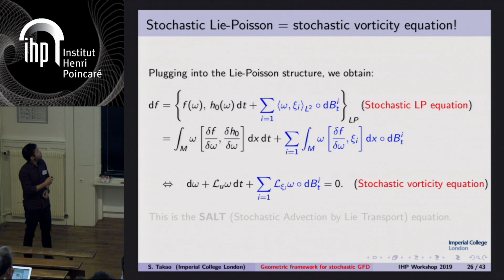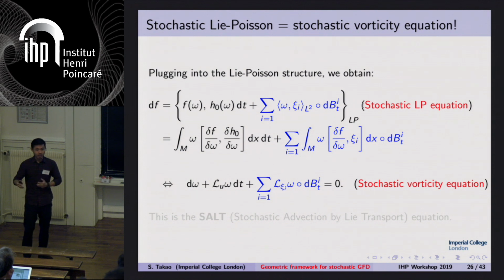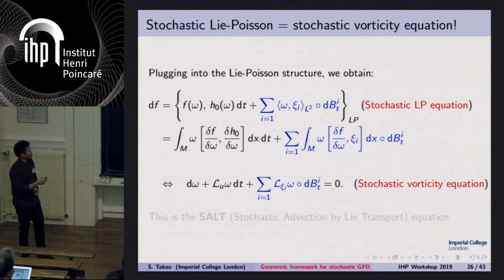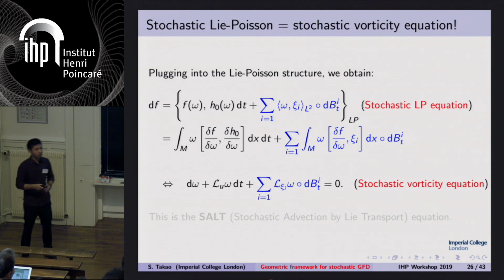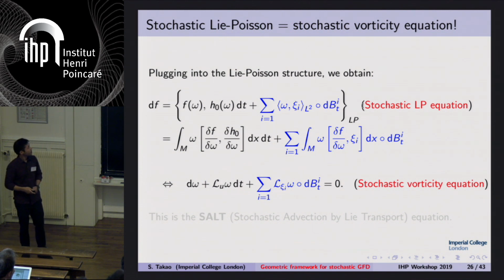So we plug in the stochastic Hamiltonian h0 dt plus the noise Hamiltonians with the dBis into the Poisson equation, and we get the generalized stochastic Hamiltonian system. And then by doing some calculations, we can show that this is equivalent to the stochastic vorticity equation that looks like this. So essentially, we pick up this extra term, which is the Lie derivative of omega with respect to psi, coupled with this semi-martingale here.